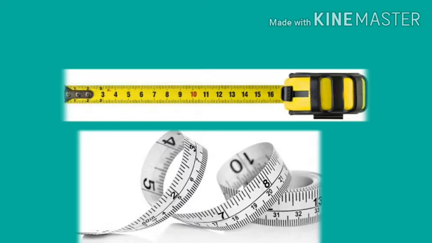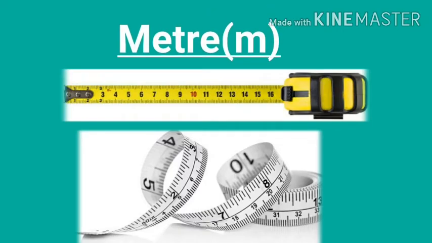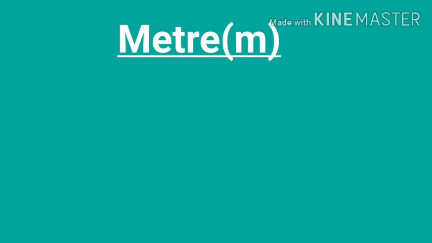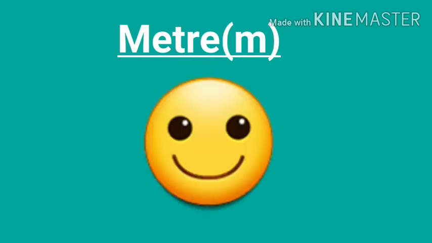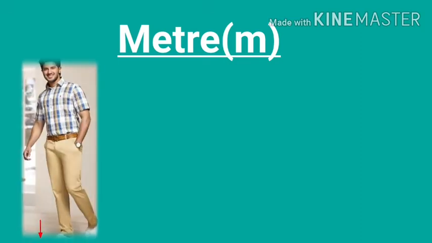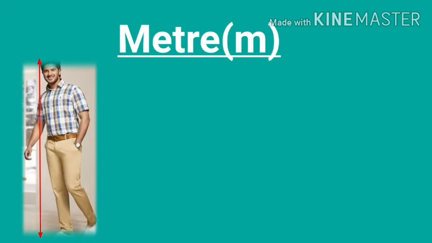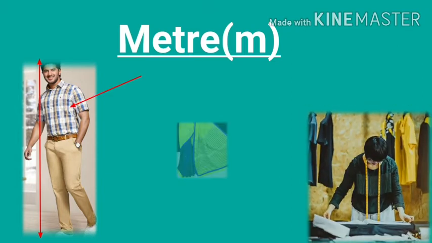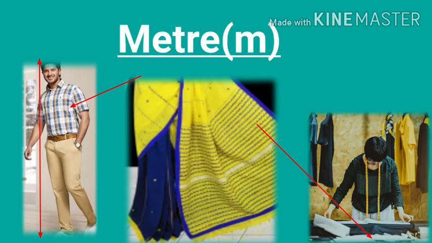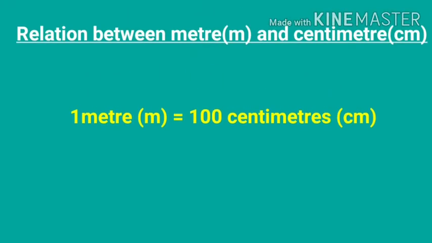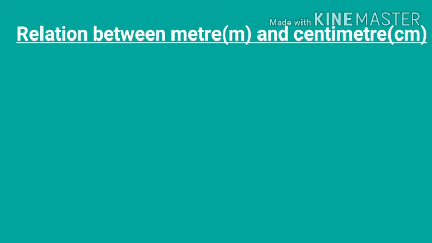So, what do you use? Yes, we use meters. Or in short, we say m. Can you tell me some situations where we use meters? Yes, to measure the height of a person or to measure the length of a shirt material or a sari, we use meters. Now, let us see the relation between meters and centimeters. How many centimeters make 1 meter? Yes, you are right. 1 meter is equal to 100 centimeters.